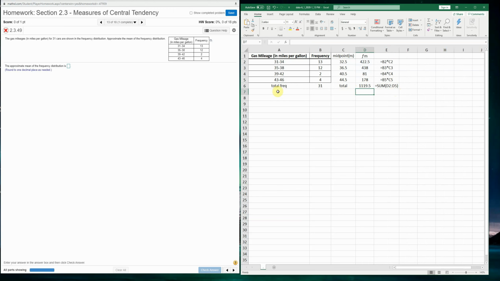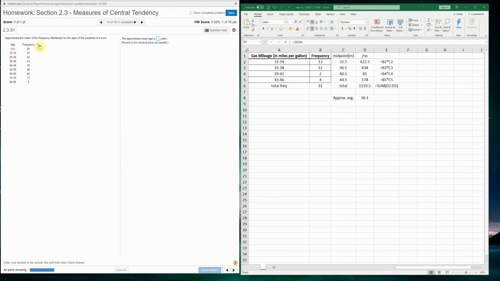And now my approximate average then is going to be this total. So here's my approximate average. And that's going to be equal to this total, my frequency times my midpoint, divided by the total frequency. It says I want, let's see, round to 1 decimal place. So I'm going to take this. I'm going to come up here and let the computer round it off for me. 36.1. Let's plug it in. Let's cross our fingers and let's be happy. Okay.